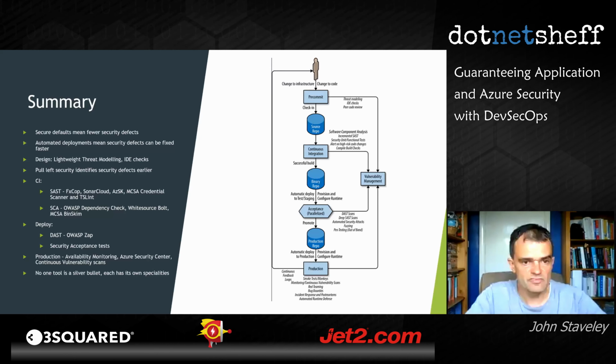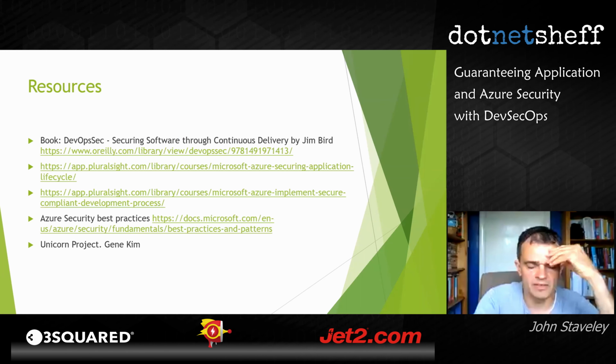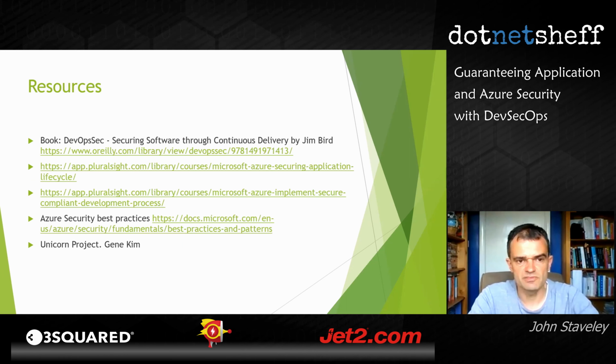So there are a few resources here. The diagram that I've nicked, and the process that I follow, is from this book, DevOps Security: Software Through Continuous Delivery. That's a free book you can get from O'Reilly. I would highly recommend it. It steps you through the whole DevSecOps, what I call the DevSecOps process, and it's not specific to .NET. It's cross-platform. There are a couple of good Pluralsight courses that cover some of the tools I've been talking about today.